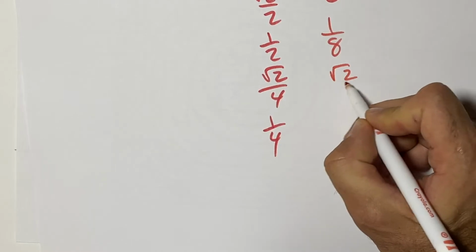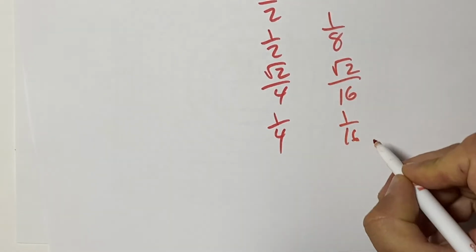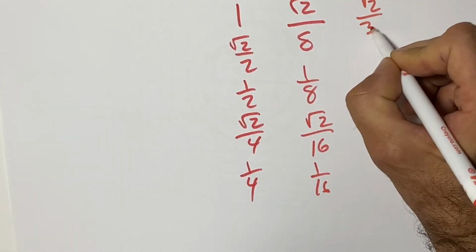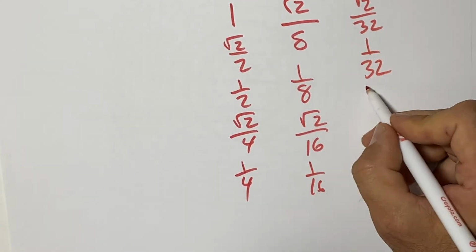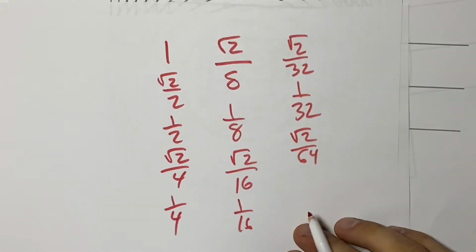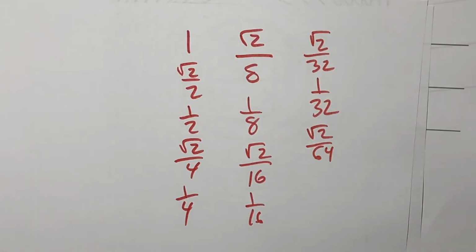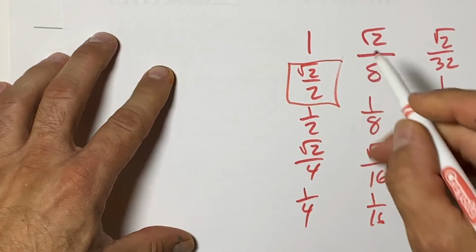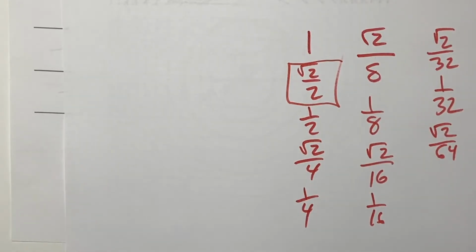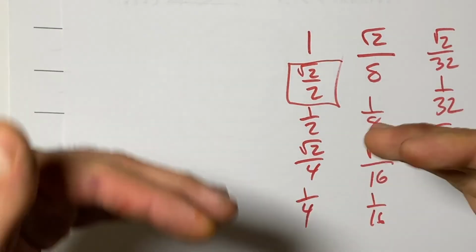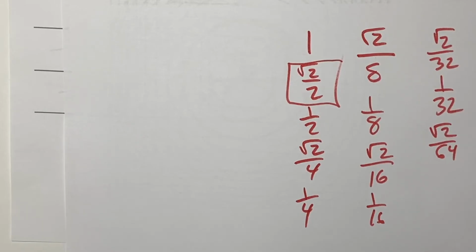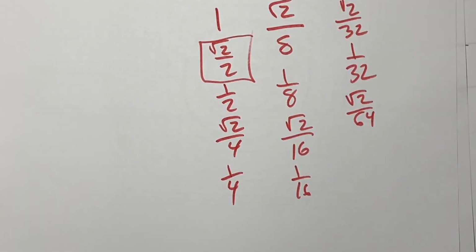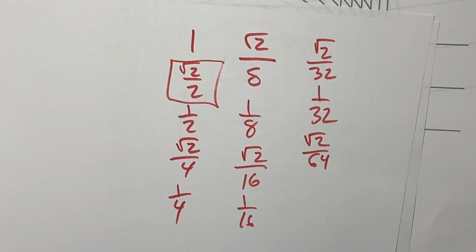So the next one is square root of 2 over 16, and then 1 over 16. Square root of 2 over 32, 1 over 32. Square root of 2 over 64. But I don't know who would really use those particular ones. I know square root of 2 over 2 is a very common one on the unit circle. And maybe you'd use square root of 2 over 4 if you were constructing something. But moving inward, we get this repeating pattern of square roots and then fractions, and I think it's pretty interesting. So thanks for sticking with me, and if you have any questions, let me know.